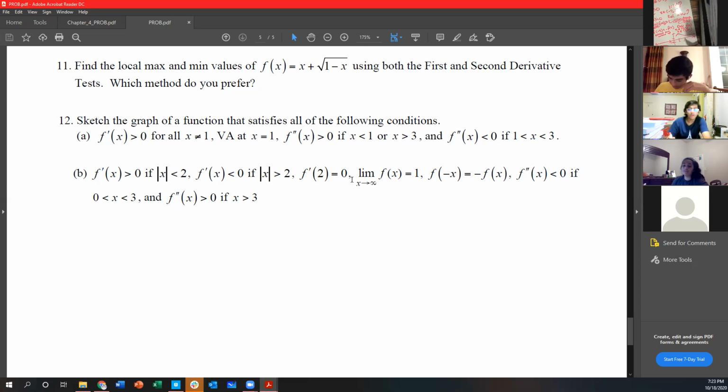MG, can you move your whiteboard up a little bit? Yes. Okay, thank you.